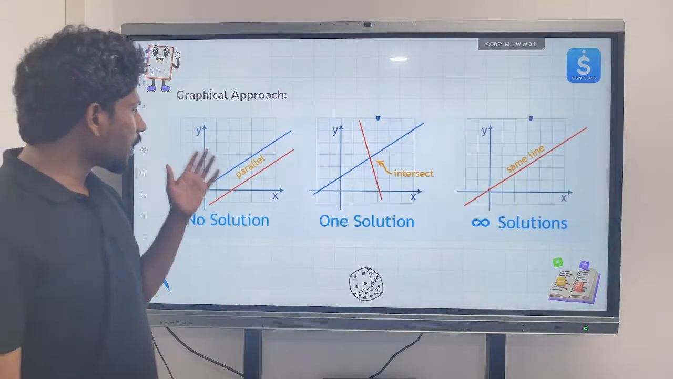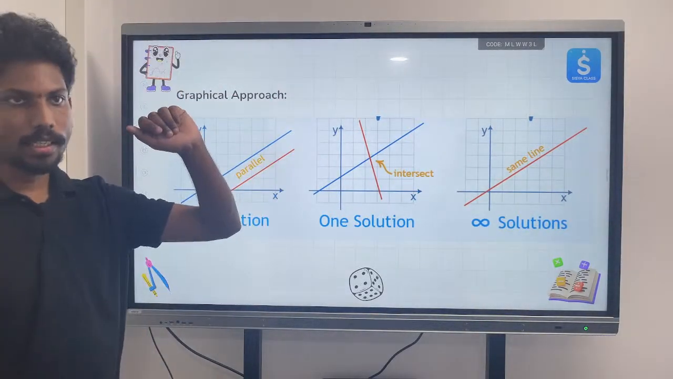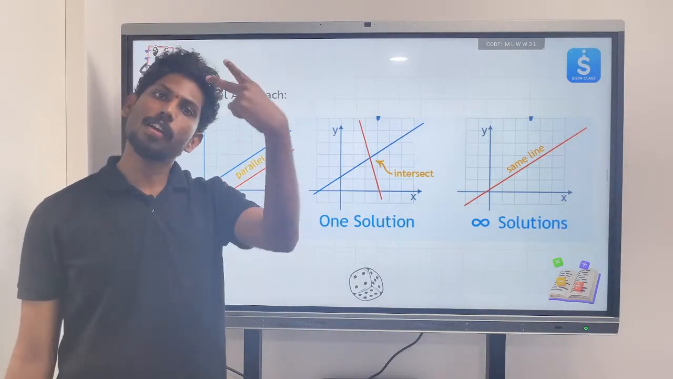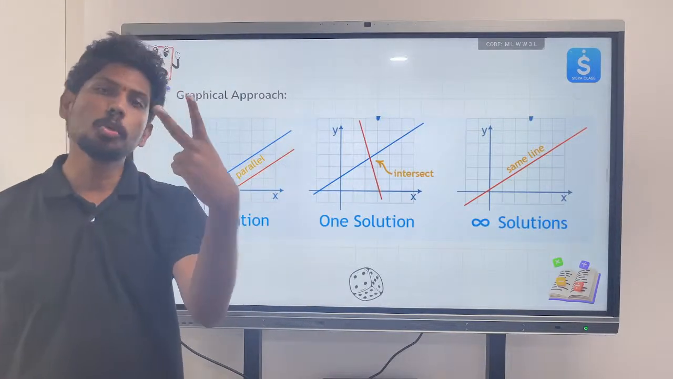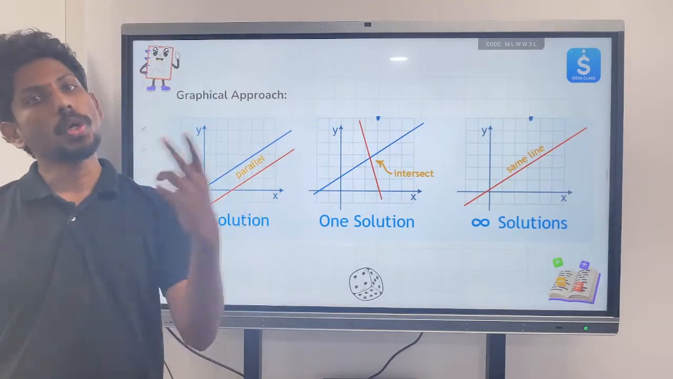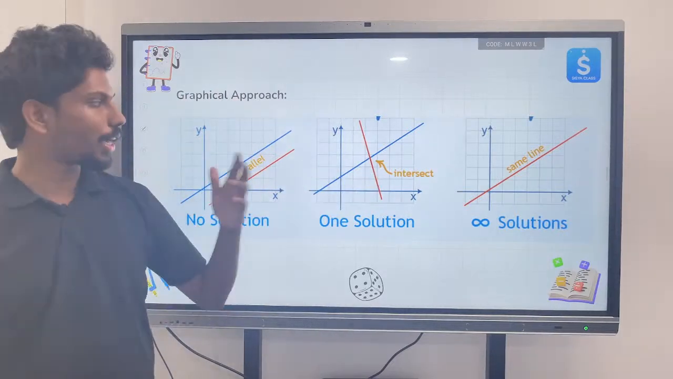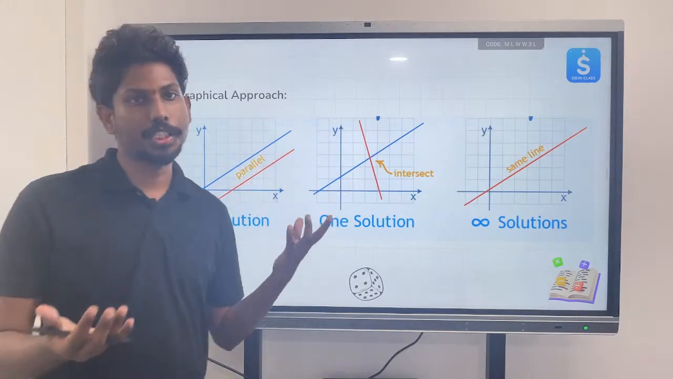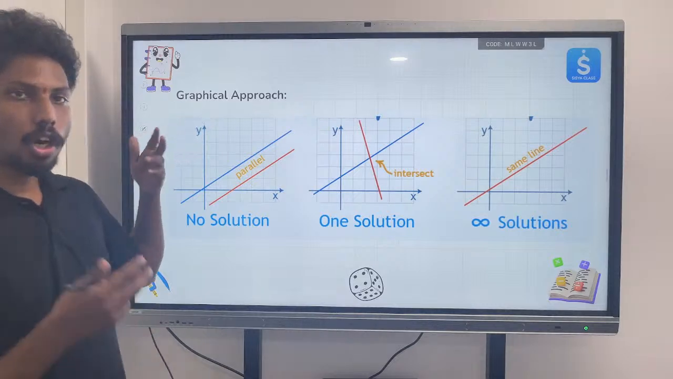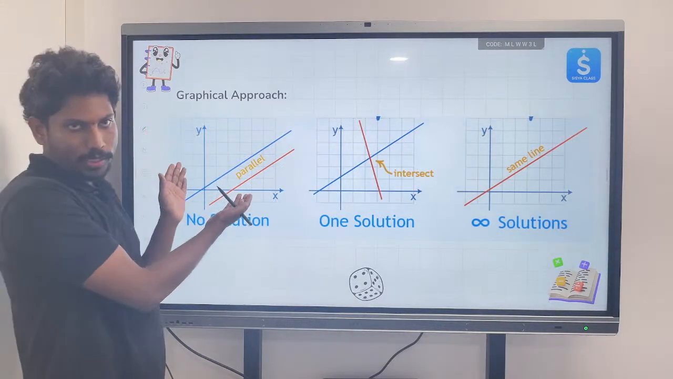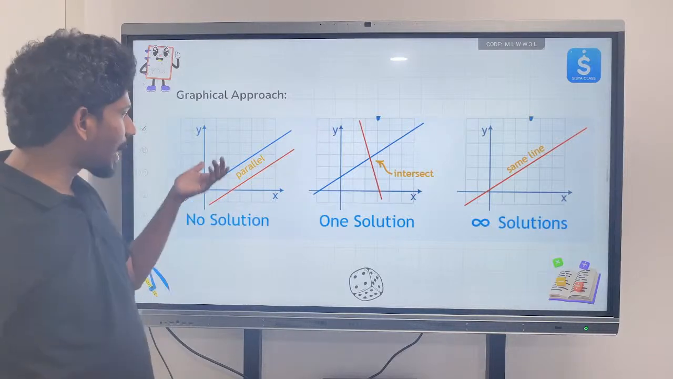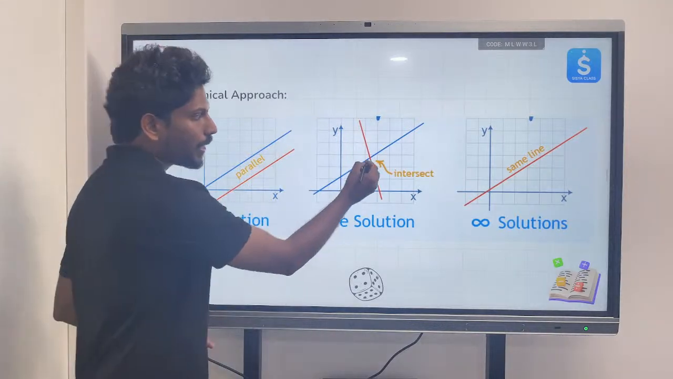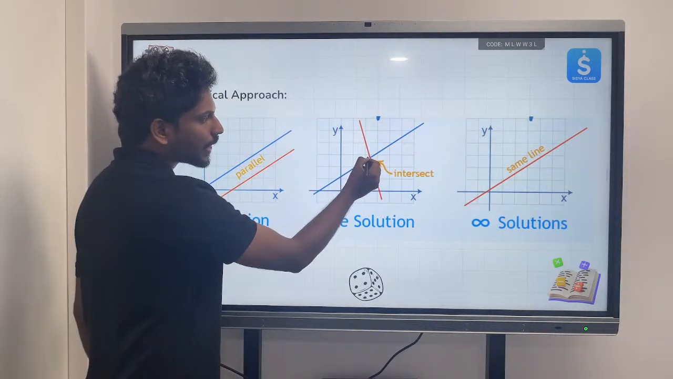Now if you see here, there are three different figures, right? When I say solution of a pair of linear equations, an equation means there is only one line. When I say pair of linear equations, how many lines do we have? We have two lines. Now how are these two lines correlated to each other? That is what we see with the graphical approach. We can see how the two lines are interrelated. One possibility is that the lines might never intersect, that is, the lines are parallel. The second way is that the lines might intersect at only one point.